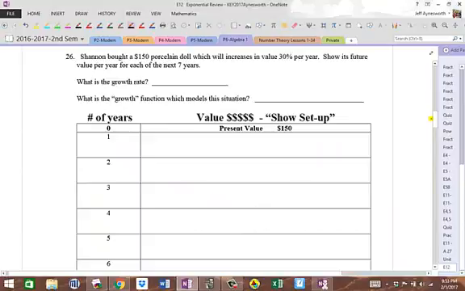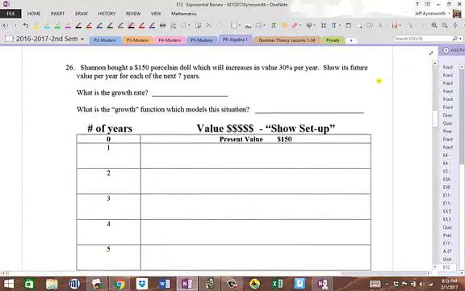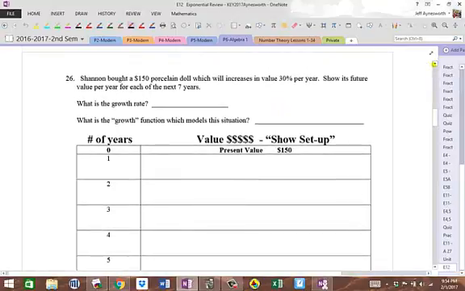Okay, so those were the basics with the arithmetic and the rational exponents. Now let's get right into an application problem dealing with a growth situation. So let's read the problem here. Shannon bought a $150 porcelain doll. That's pretty expensive. Which increases in value 30% per year. Show its future value per year for each year for the next 7 years.